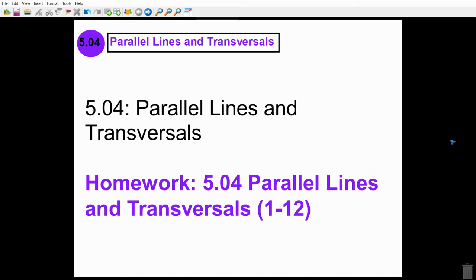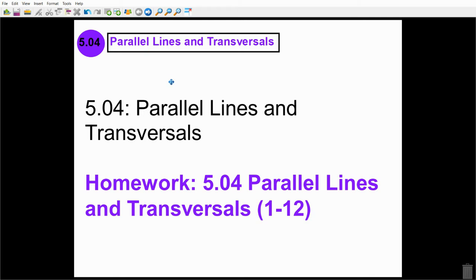So when we did 5.03, when we had lines cut by a transversal, all we did was learn new vocabulary: what a transversal was, and the angles created by the two lines with a transversal that cuts through it, which were corresponding, consecutive, alternate interior, and alternate exterior. So what we're going to be looking at today is parallel lines cut by transversals, and that's where the algebra will be introduced.